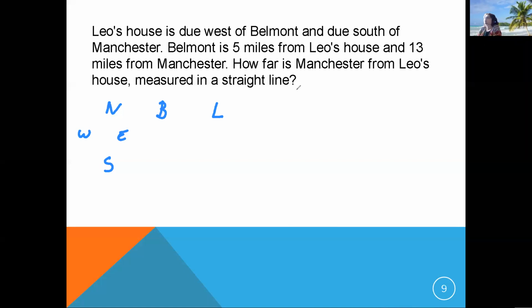And now due south of Manchester. So Leo's house is due south of Manchester. So Manchester, I'm going to have to redraw it down here. I didn't give myself enough room. So I have B and L and M, because he's west of Belmont, but he's south of Manchester. Does that make sense to you? Mm-hmm. And remember, when we're talking about due west, due north, and all that, this is going to make a right triangle right there.